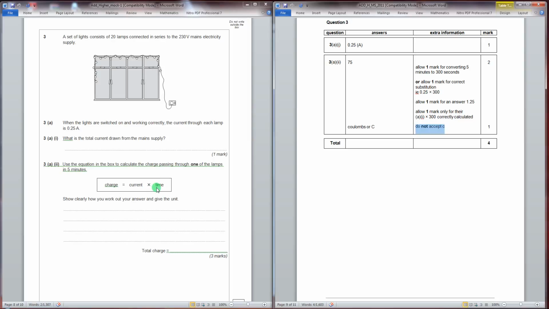The second part is the time. And it says in 5 minutes. Now you have to remember that whenever you use an equation with a time in physics, it really should be seconds. That's the standard units. So the first thing you get a mark for on this question, because there are 3 marks, is to convert the 5 minutes over here into seconds. And that gives us 5 times 60, which is 300. So there's 1 mark for that.